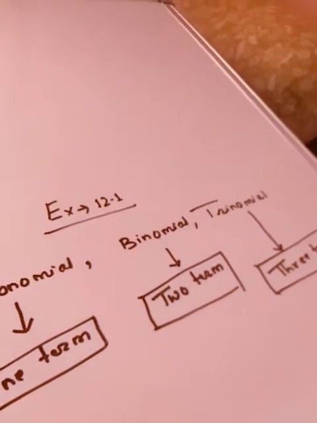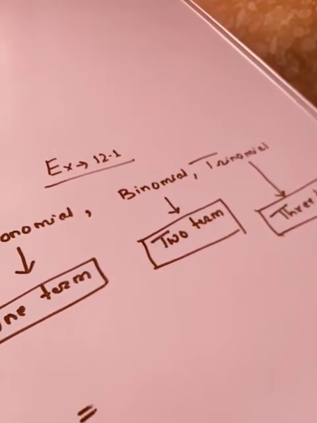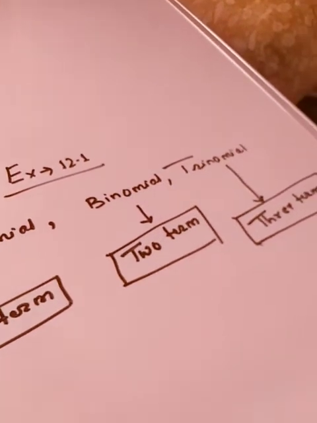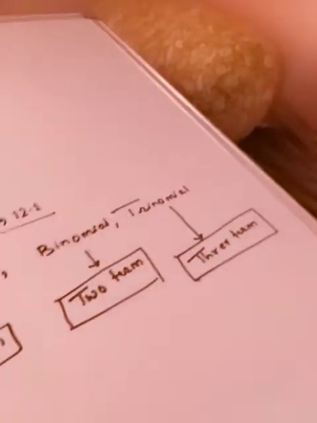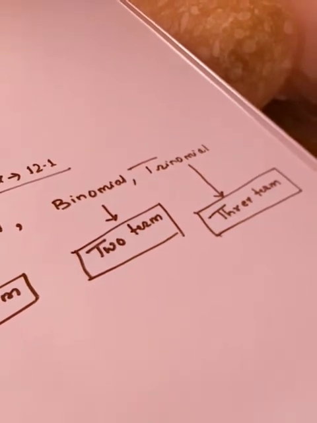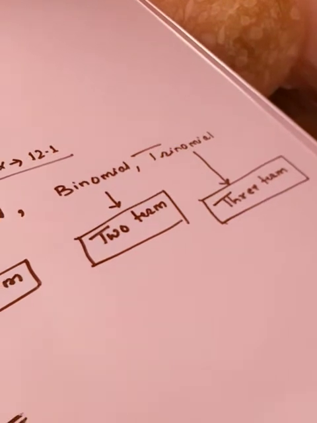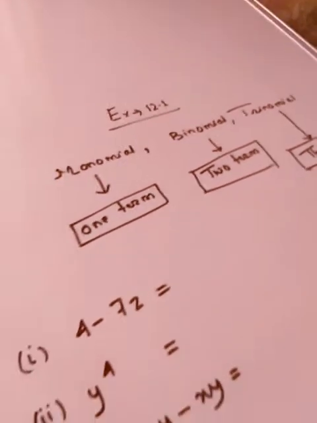Okay, but remember that binomial is an algebraic expression having two unlike terms. Now similarly, trinomial is an algebraic expression having three unlike terms. Remember that, three unlike terms. Okay, now we'll see the examples.